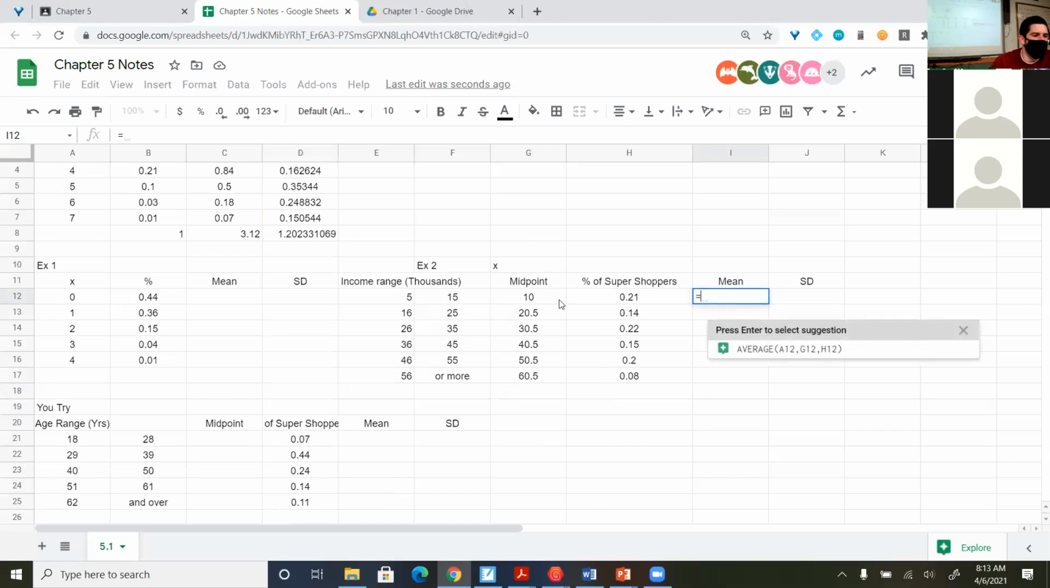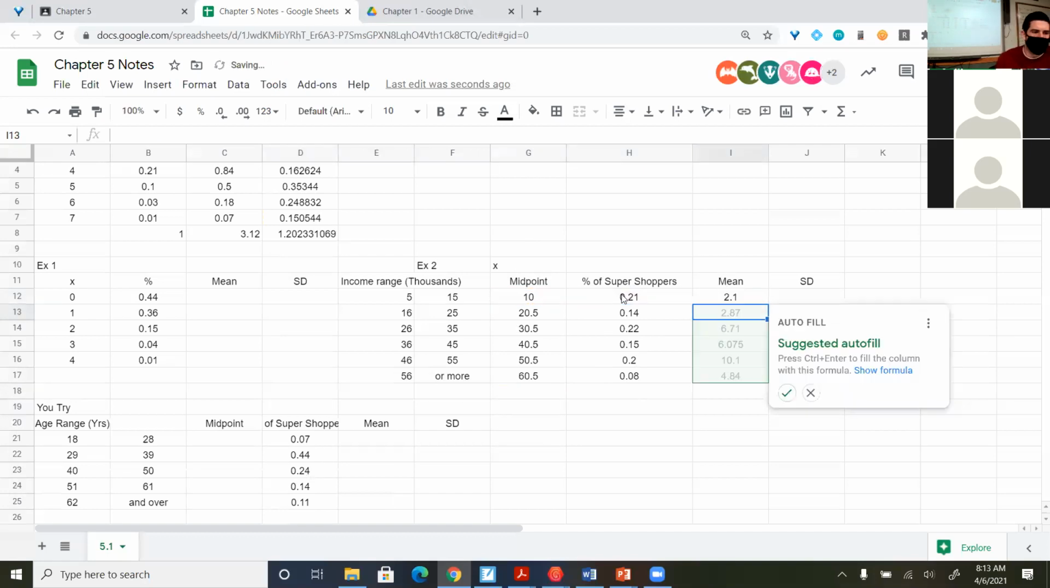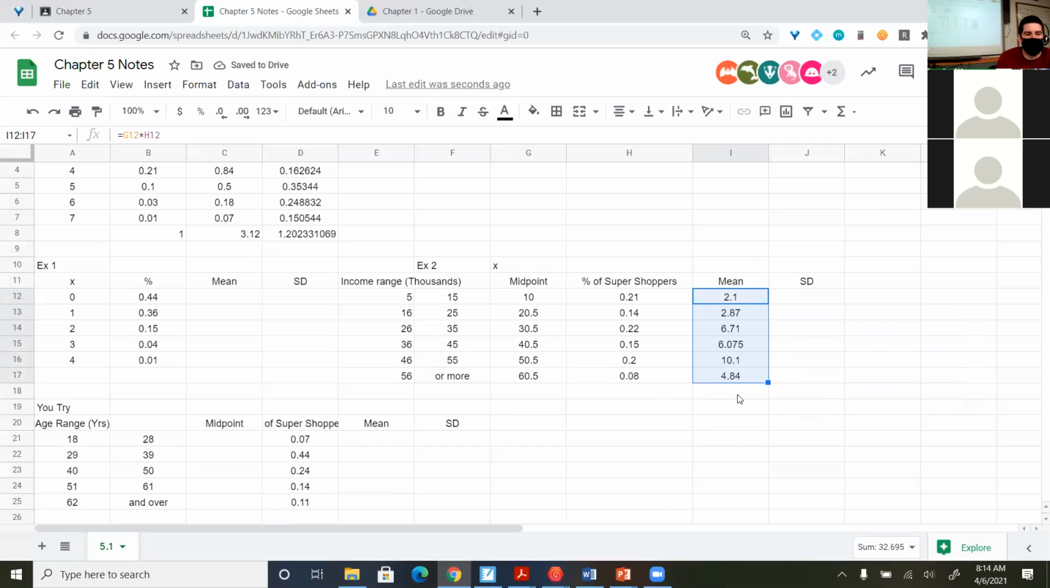Start off with my equal sign. I am going to do my x value, which is the midpoint, multiplied by the probability. You'll also notice that I'm using the decimal equivalent for the probabilities. If you didn't, then you'd have to divide by 100 at some point, and it just complicates things. So I would just use the decimal equivalent. I won't autofill. Click, grab that blue square, drag it down. All right, so those are all the x values times the probability of x occurring.